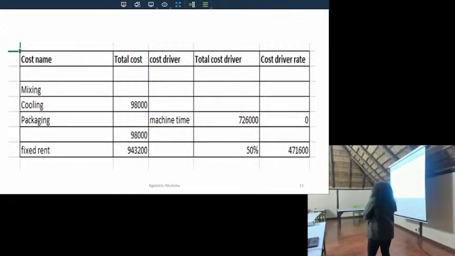So this is what I would have expected to see, right? I would have expected to see the cost name, the total cost, the cost driver, the total cost driver, and the cost driver rate. So I'm going to give you a minute to fill in what we just did, and then we'll see if you got it right.